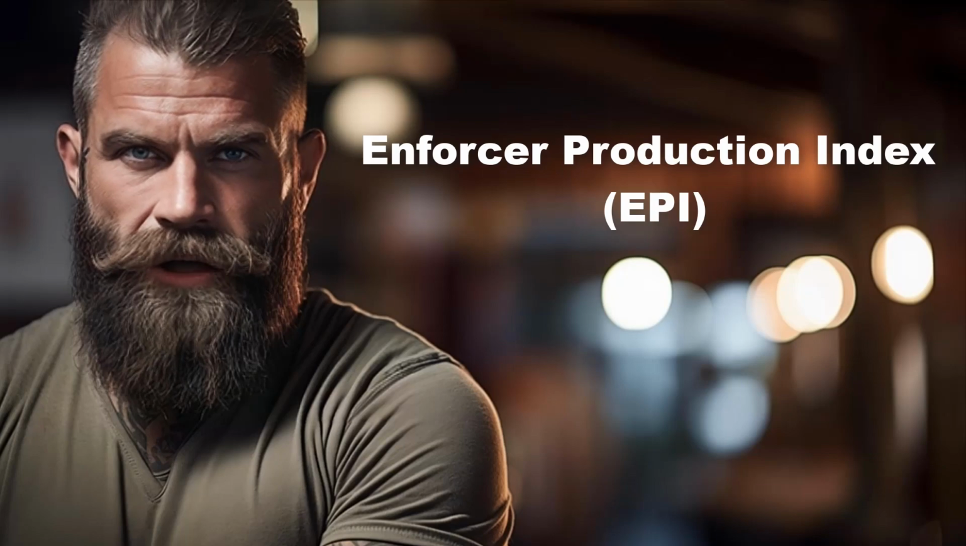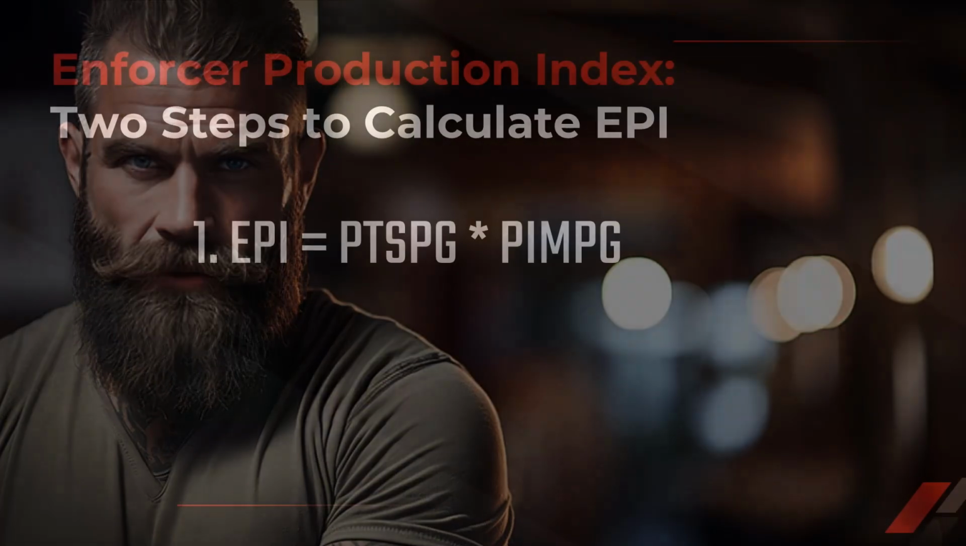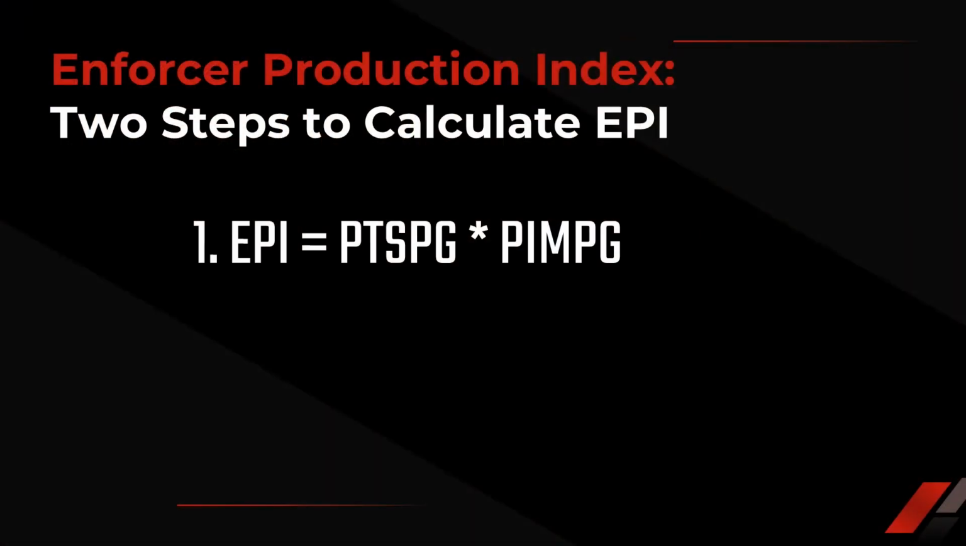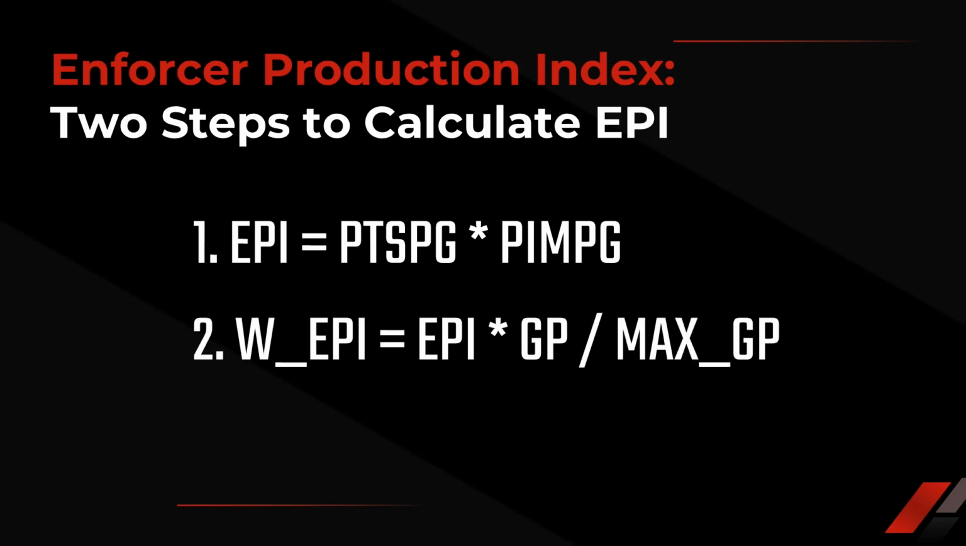The EPI is a weighted metric that uses a player's points per game and penalties in minutes per game. There are two steps to calculate the EPI score. The first is to calculate the points per game by the penalties in minutes per game, and the second is to create the weighting for the score.